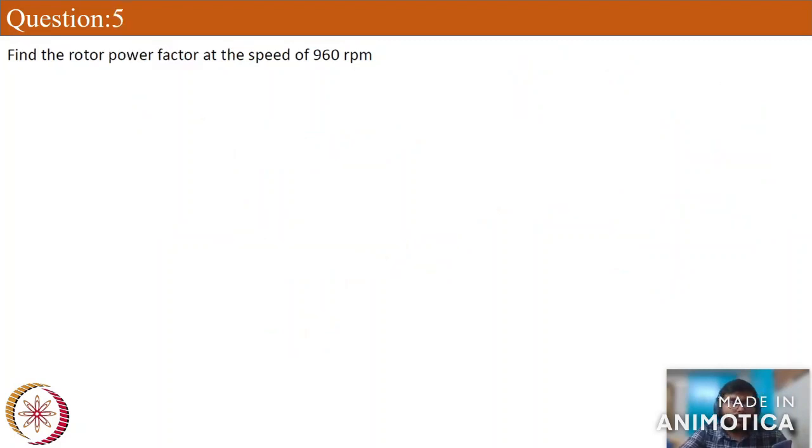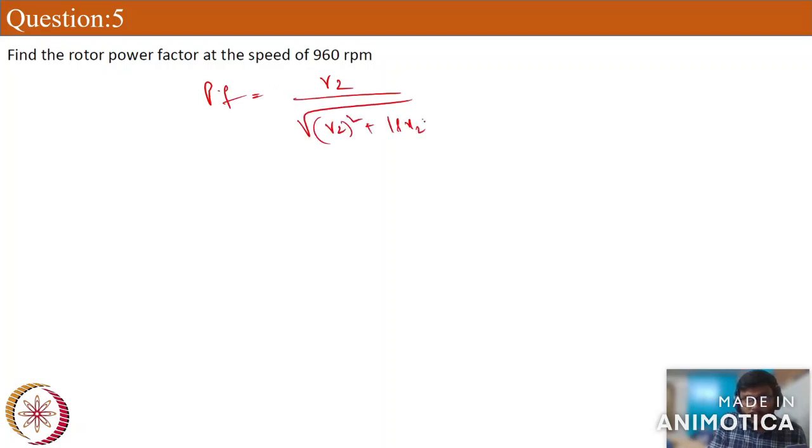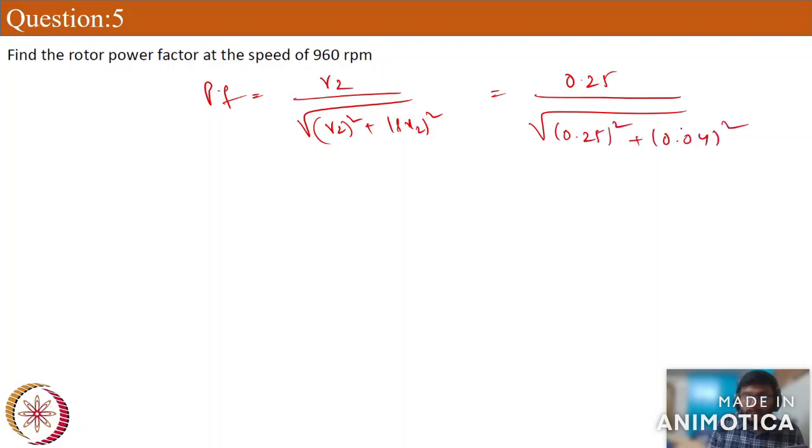Now let's see what the power factor of my rotor is at a speed of 960. We already saw the power factor is resistance by impedance. So it is R2 divided by the square root of R2 square plus, here slip comes into the picture, S X2 square. R2 is 0.25, divided by the square root of 0.25 square plus 0.04 square multiplied by 1. X2 is 1.